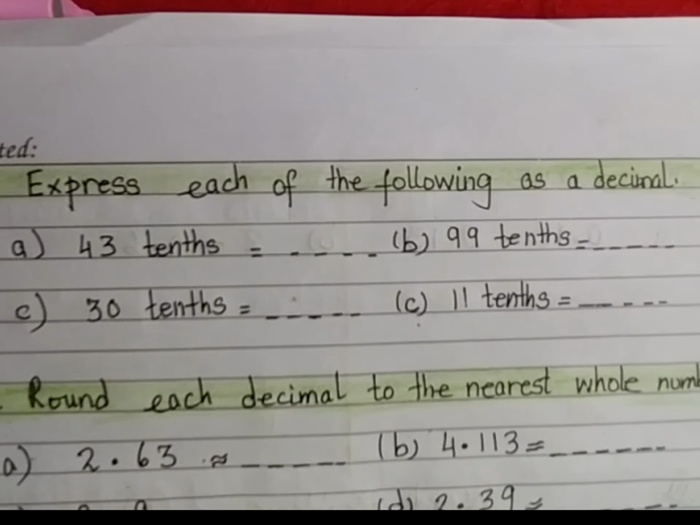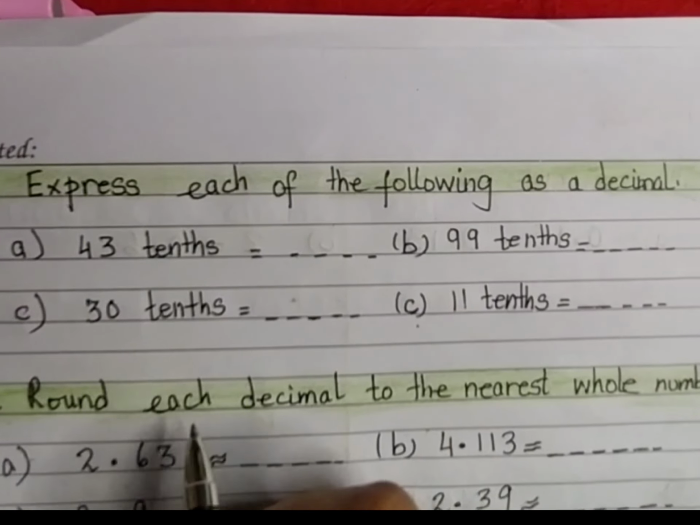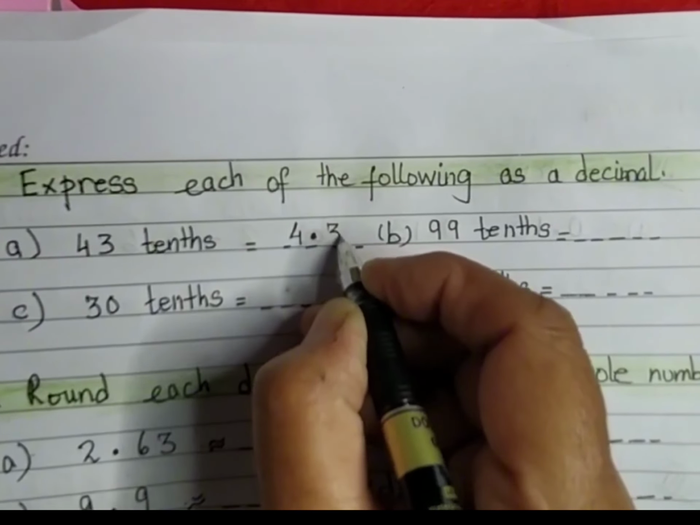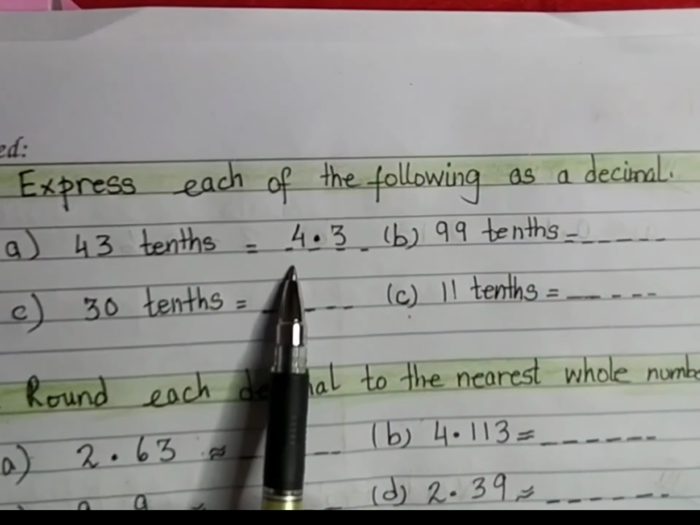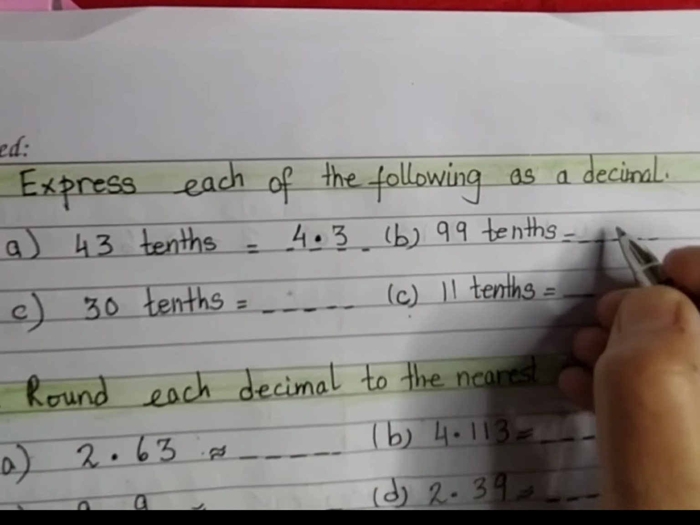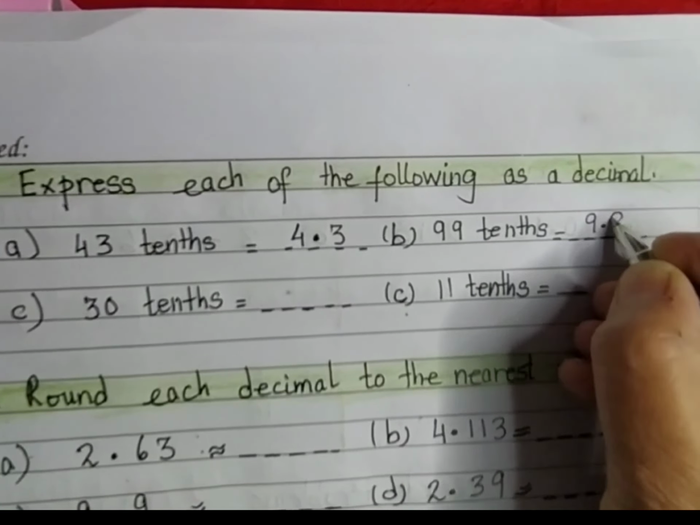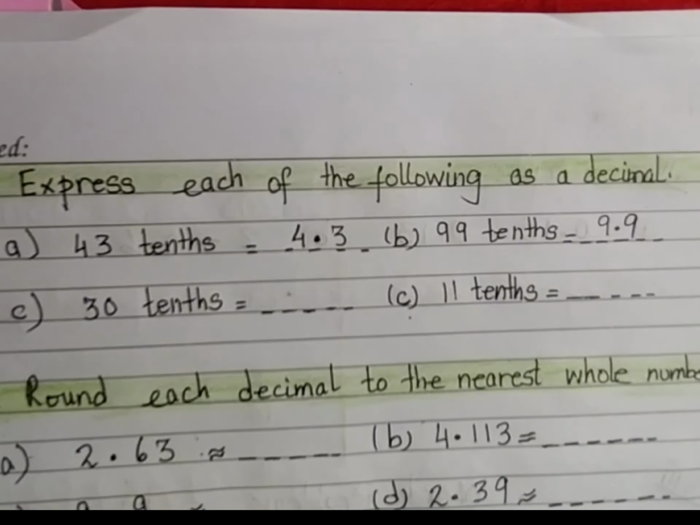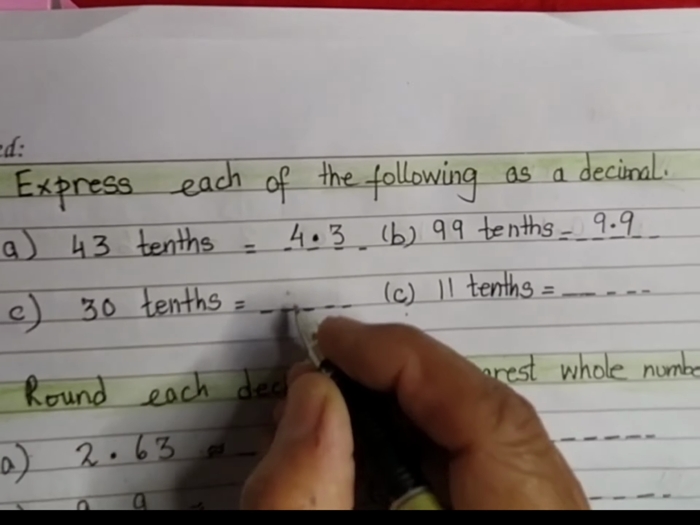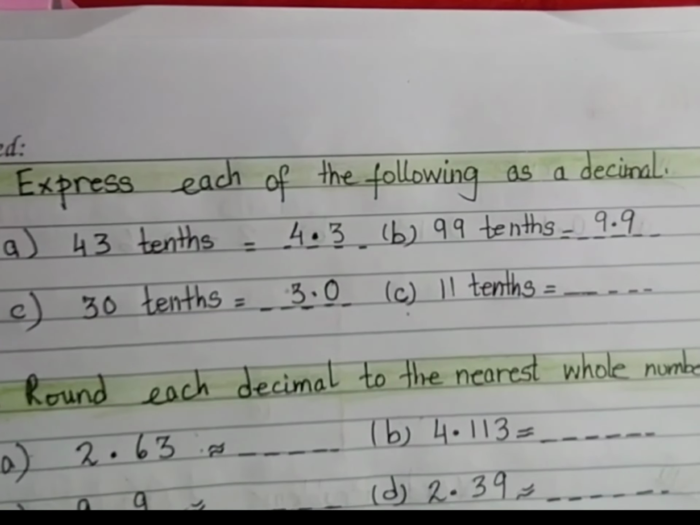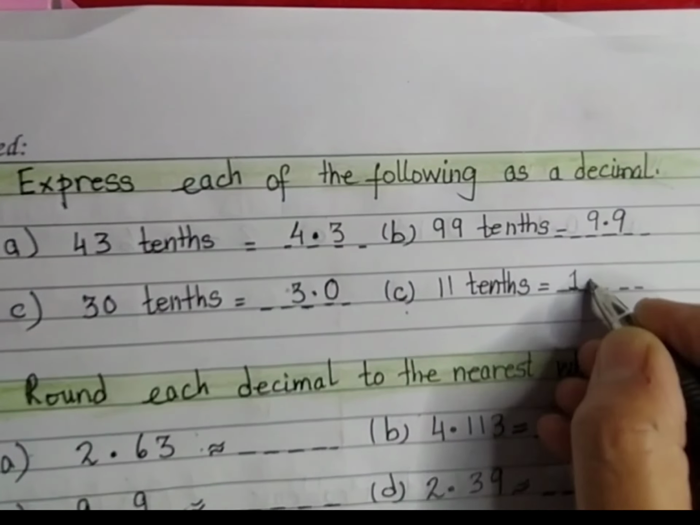So if it is 43 tenths, what do you think the answer should be? 4.3. This 4 becomes your whole number. Okay? And in this case also, we have 99 tenths, so 9.9. Okay? 30 tenths, when 10 tenths are giving you one whole, so 30 tenths should be giving you 3.0, which is a whole number. And 11 tenths, 1.1.